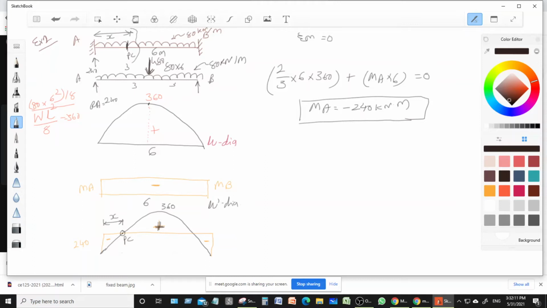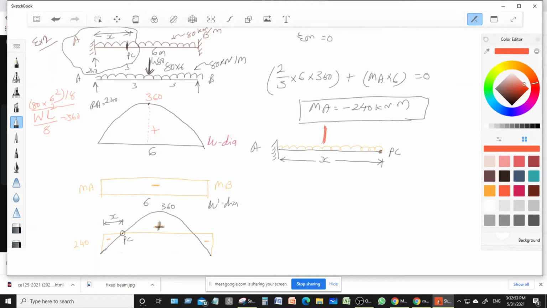Again, we expand this portion. Enlarge this portion here. That is our support A, and this is our point of contraflexure. That portion is subjected to UDL loading. Suppose we consider the distance to be x. So your point of contraflexure occurs at a distance x from support A, towards its right. Now see here, the UDL load is required to be converted into a point load.